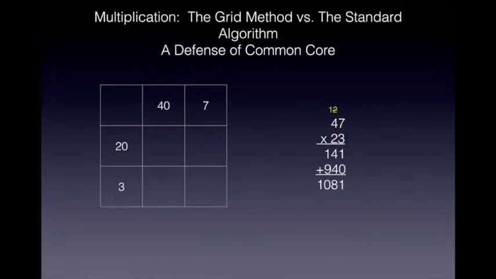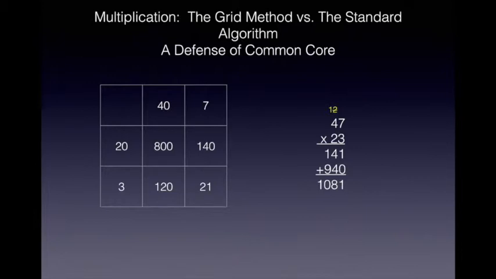Now we multiply each part by each part. And what I mean by that, for example, is 40 times 20, that's 800. We write that right there. 7 times 20, that's 140. 40 times 3, that's 120. And 7 times 3, that's 21.